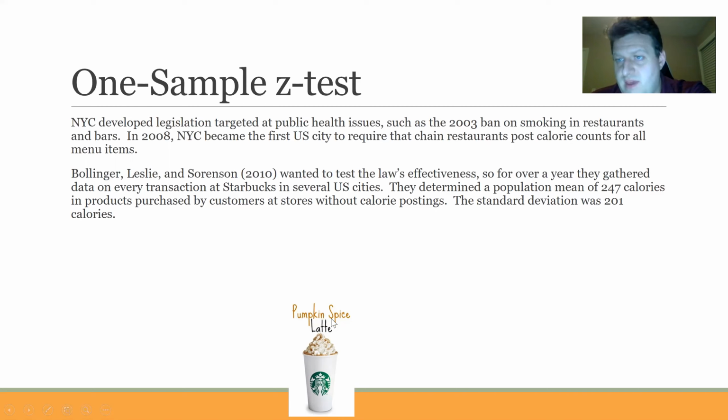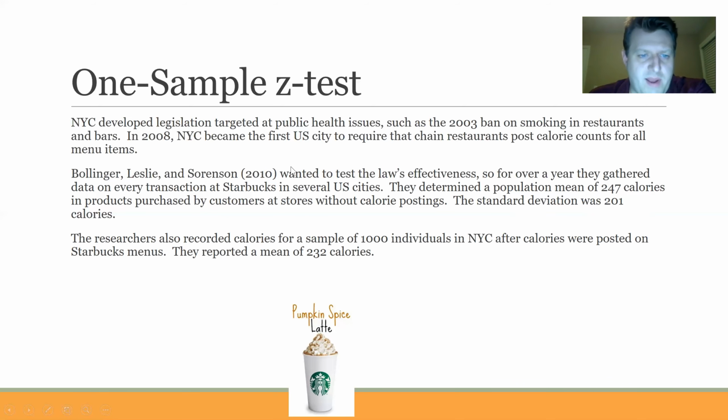So beforehand, they calculated the population mean of everybody that went into Starbucks, okay? And they found out that the population mean of the calories consumed per drink was 247. So 247 calories consumed per Starbucks visit with a population standard deviation of 201. They went to a ton of Starbucks and were able to come up with what the population mean was. This is actually an example in your textbook, if I remember correctly.